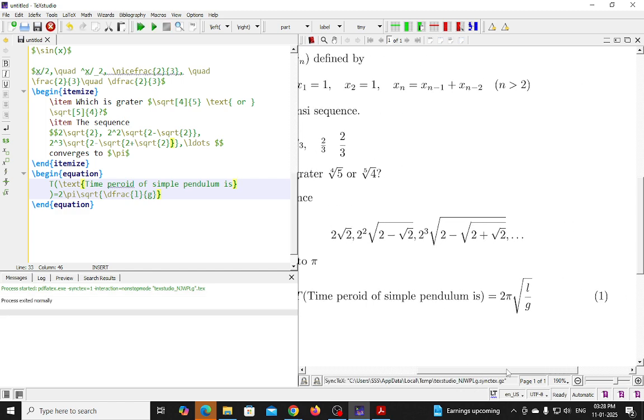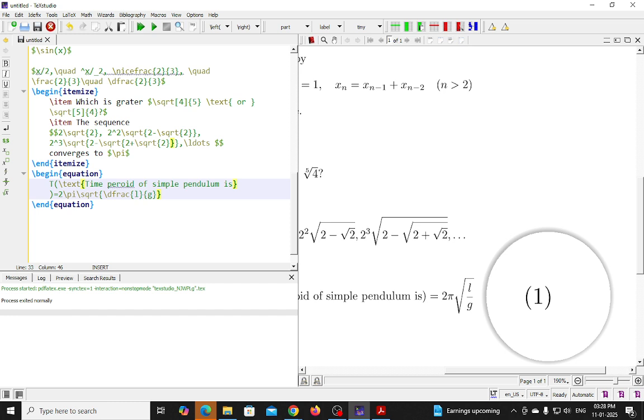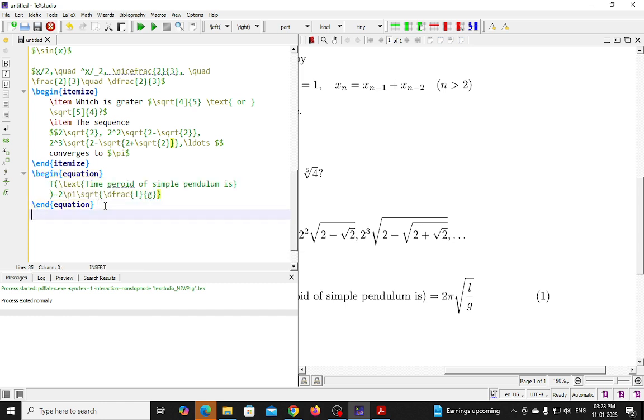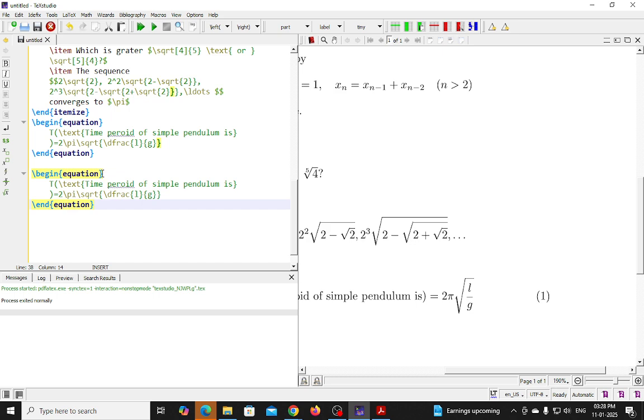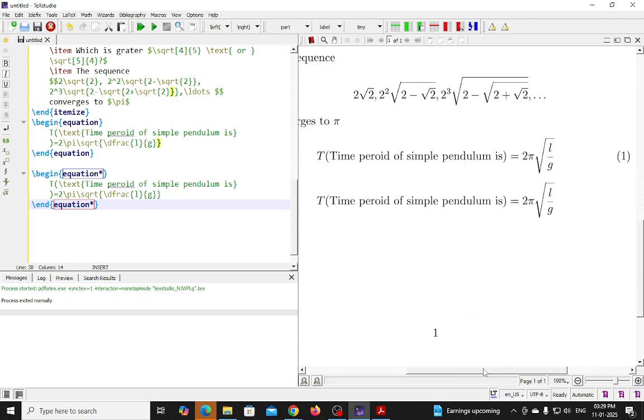Now see, you can notice that this equation is automatically numbered as 1. Why? Before this we don't have any equation with a number, that's why it started with the number 1. And the same thing if I copy and paste, and if I put a star, then you will get an equation without numbering. That same thing, equation without numbering. If required numbered, you can use begin equation and end equation.